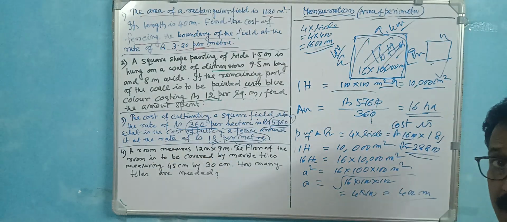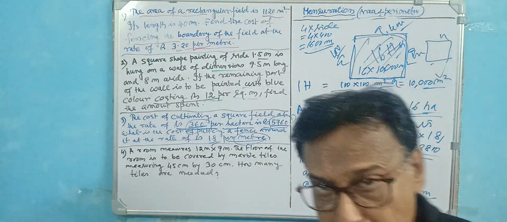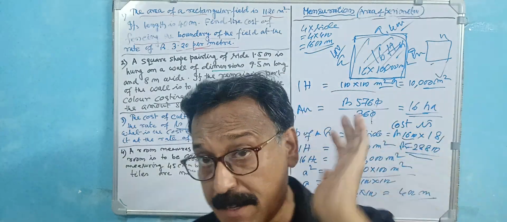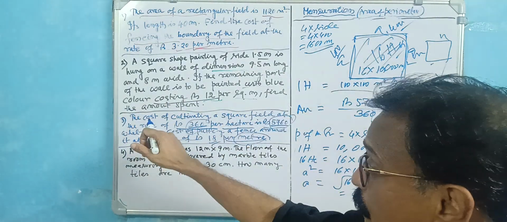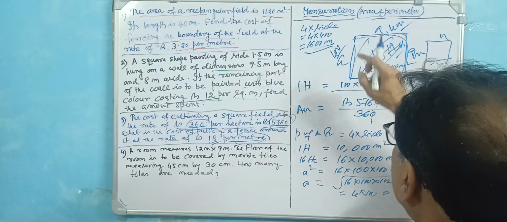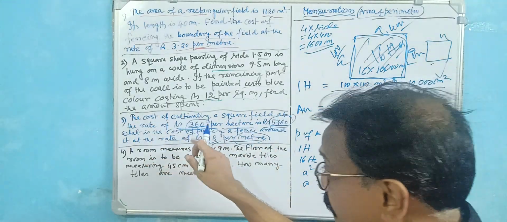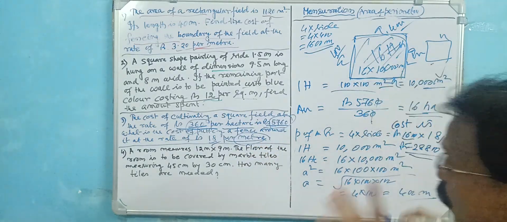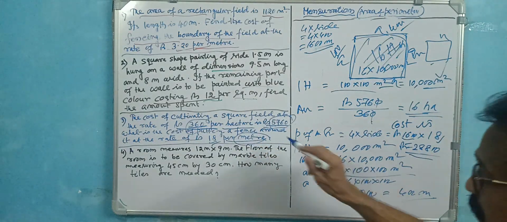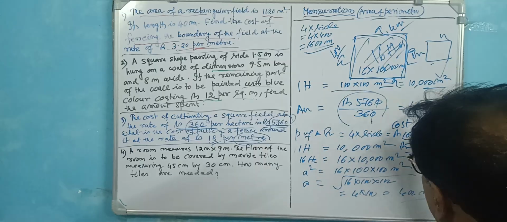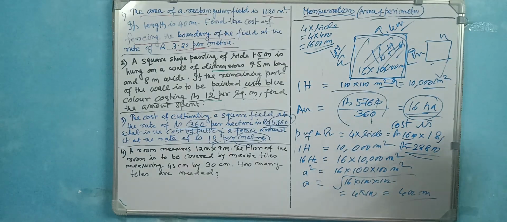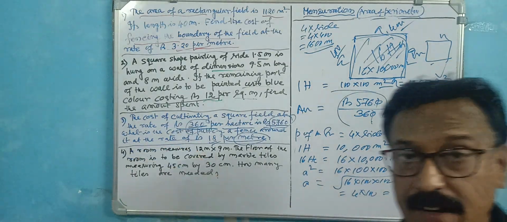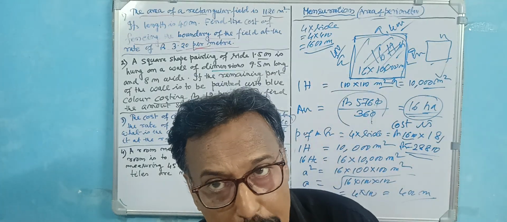So in future, just repeat in which way you solve it. Very interesting. You first draw. Now, the cost of cultivating a square field at the rate of this per hectare. Very important is this. Now, what is the area first in hectare? This is the total cost, and per hectare is this. So 16 hectare is the area. Now we convert hectare to meter square.